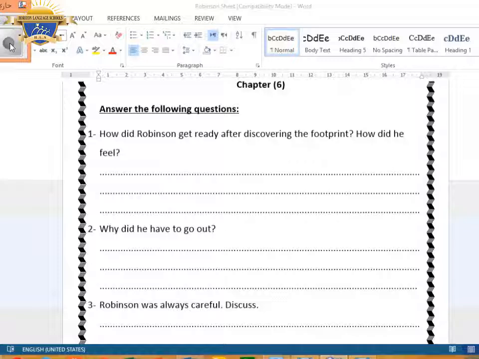And now let's go to question number 2. Why did he have to go out? Can you think with me, why did Robinson have to go out? You can also find the answer in the same page, page 29. Can you guess the answer before opening your book? Let me help you. Robinson had to go out to take care of his goat and his home as well.